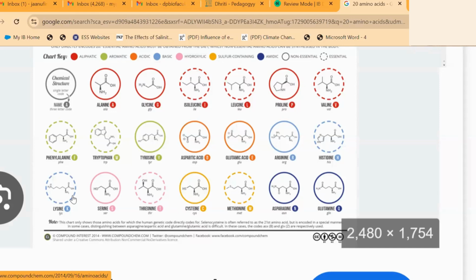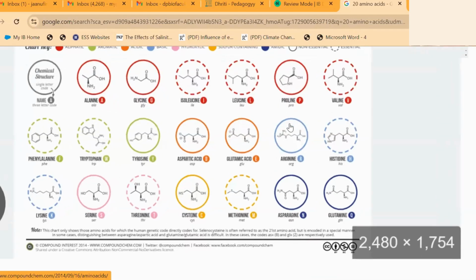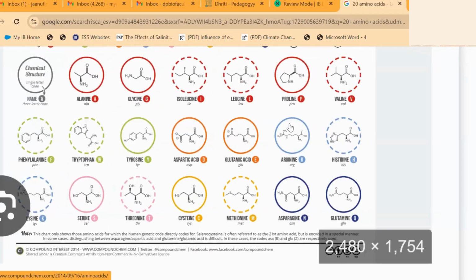So NH2 means it's positively charged. See here, you can see a minus in the O. Can you see here the minus, in aspartic acid? The arrow which I'm showing.